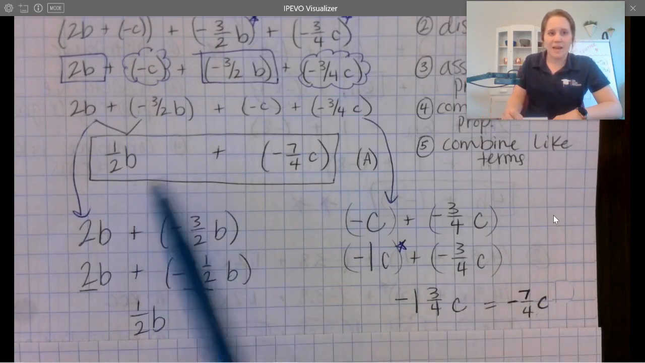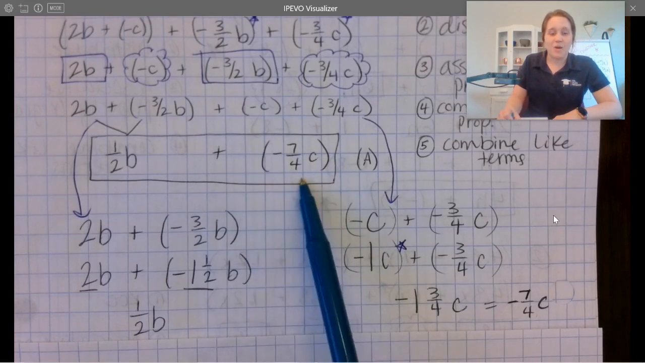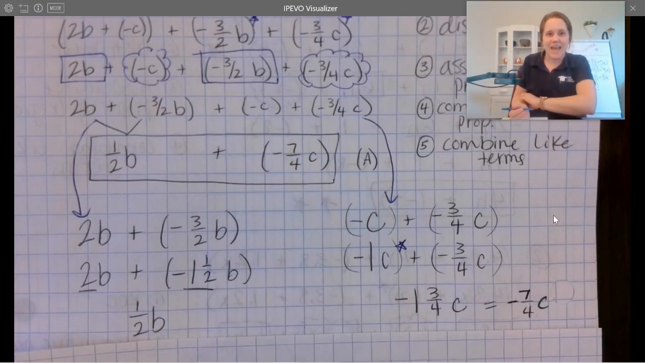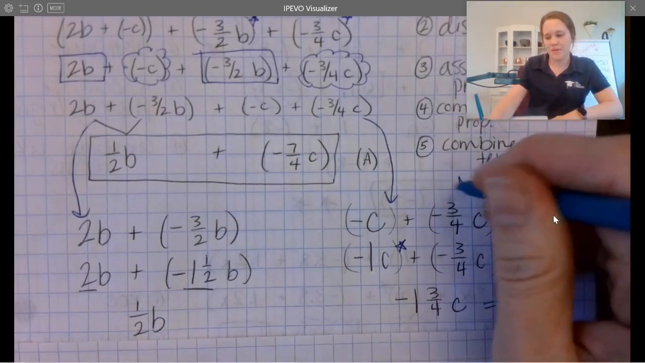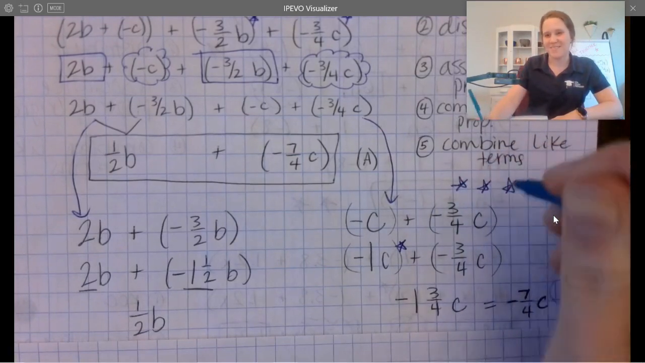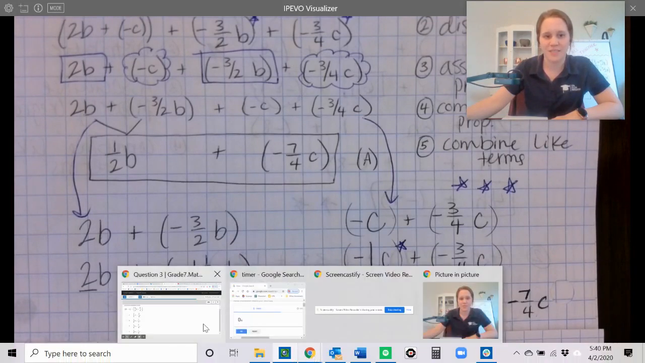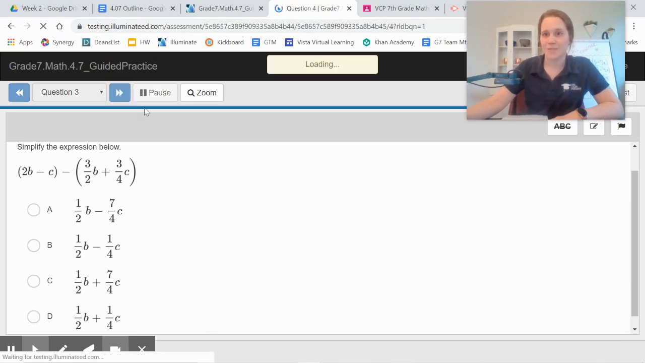So I got 1/2 b plus negative 7/4 c. If you put negative 1/3 c here, that would be also correct. The answer choice that matches is A. All right. You get 3 big stars on your paper if you got that question right. We didn't do any practice with fractions today, so really nice job if you got all those fraction rules without a reminder. Nicely done. Last one, team.